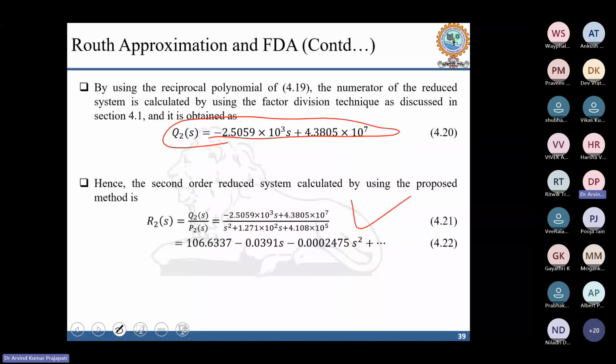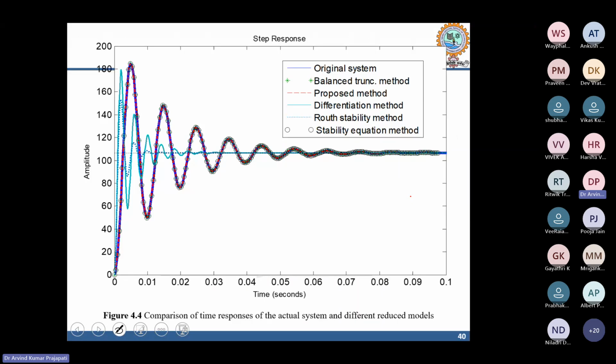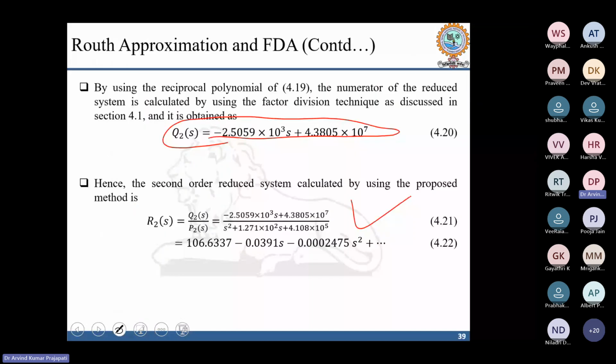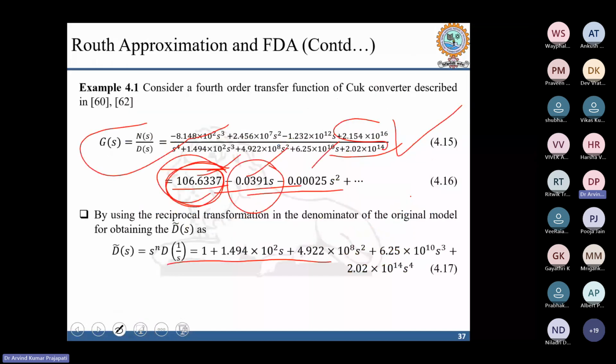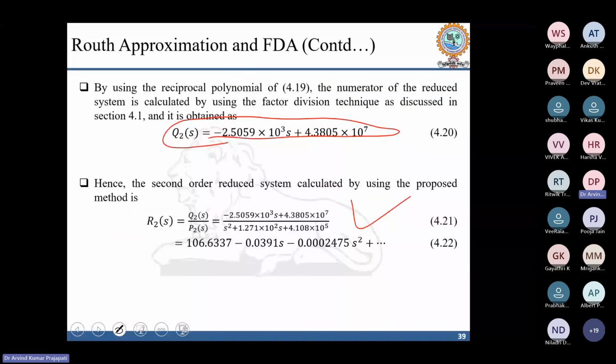If you see the response, you can see the responses of both the systems are the same. If the responses of both the systems are the same, then why should we design the controller for this fourth order system? Because it is difficult and time consuming. So we can design the controller for this system, and then implement it in the original system.